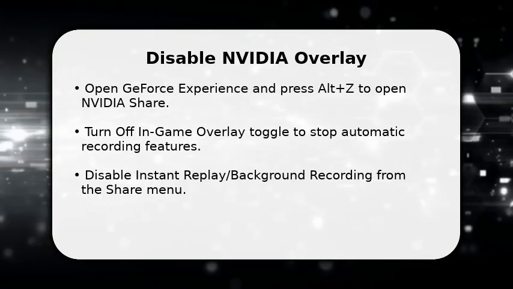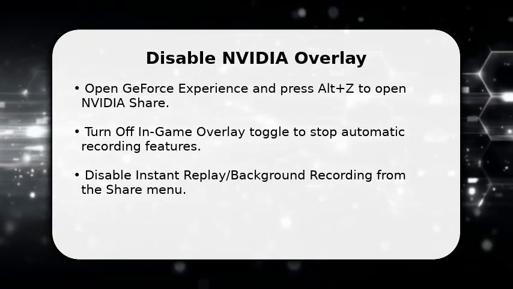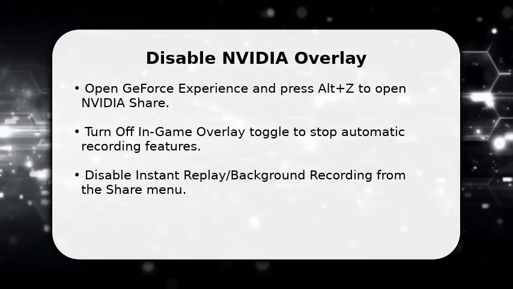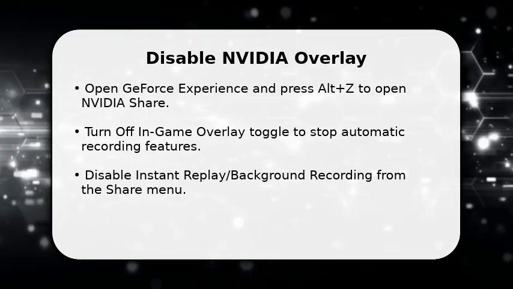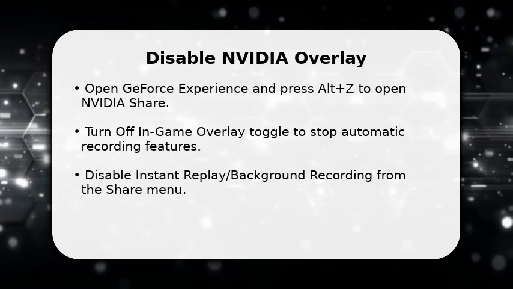Next, open Instant Replay and Background Recording and switch them off so nothing records in the background while you play. These steps remove the overlay hooks into War Thunder, preventing automatic captures. Make sure to confirm the toggles show off before continuing to deeper settings.